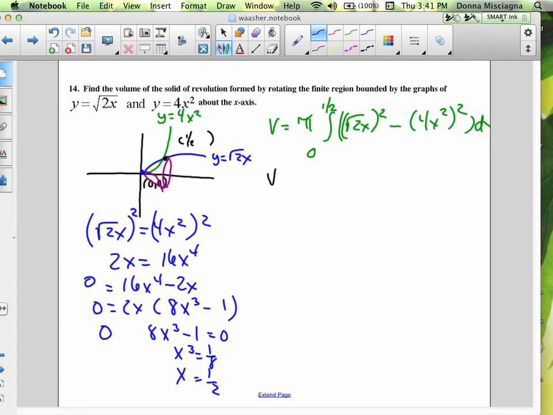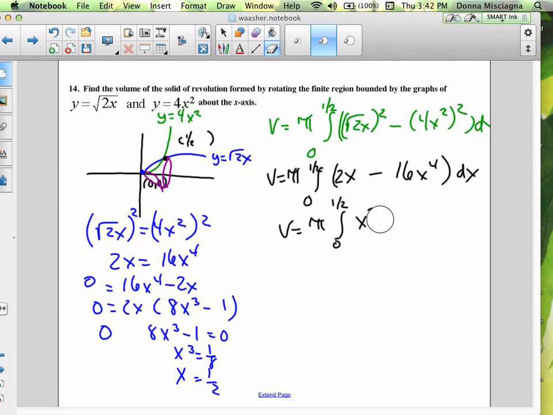So let's do that. So our volume is pi times, I'm going to square, of course, first, from 0 to 1/2. So the square and the square root will just cancel. So this will be 2x minus 16x to the 4th dx. And then I'll integrate. So our volume is pi times, from 0 to 1/2, this would be 2x squared divided by 2. Once I integrate, I don't need the integral signs anymore, so let's put just parentheses. I got carried away there drawing the integral sign.